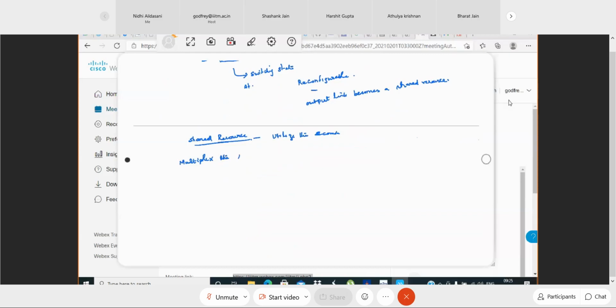So now, what do you mean by multiplexing? What are the different types of multiplexing schemes that you have studied?